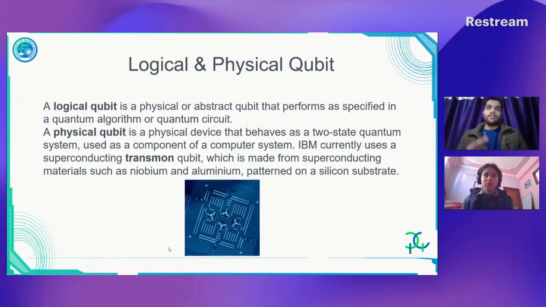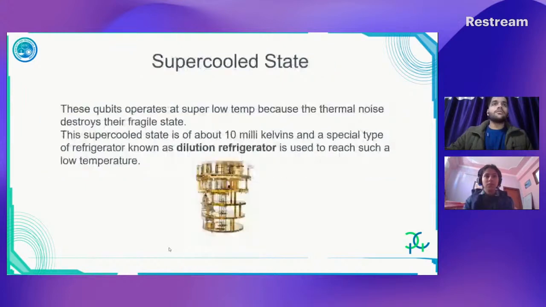And here I am explaining one type of physical qubit. It's basically a superconducting transmon qubit. It is currently used by IBM, and it performs under certain conditions, like in a supercooled state. That's why currently we can't use these qubits in our homes. There are some other types of qubits also, like photon qubits and other stuff. And let's come to the next.